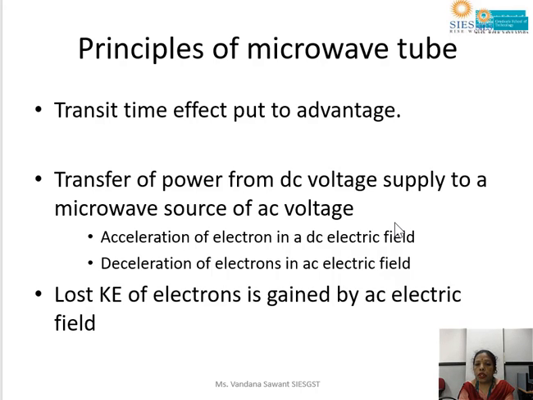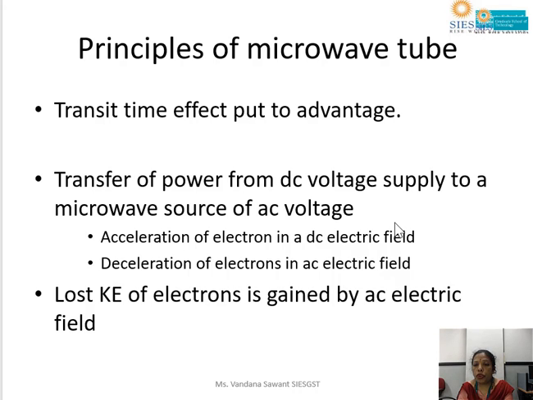The first was the transit time effect, to put it to advantage, and whatever DC voltage supply is given to the microwave source will be converted to AC voltage at a microwave frequency by using acceleration and deceleration of electrons. Whatever kinetic energy is lost or emitted during this deceleration can be gained by an AC electric field which is generated at a microwave frequency. That conclusion we drew from lecture number 1.